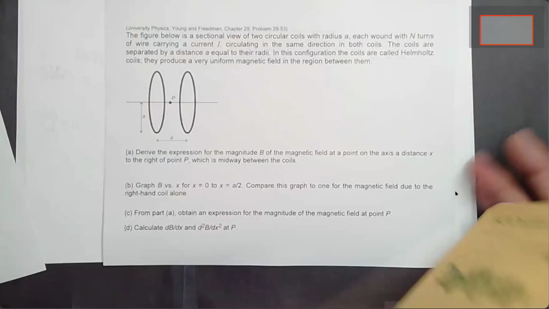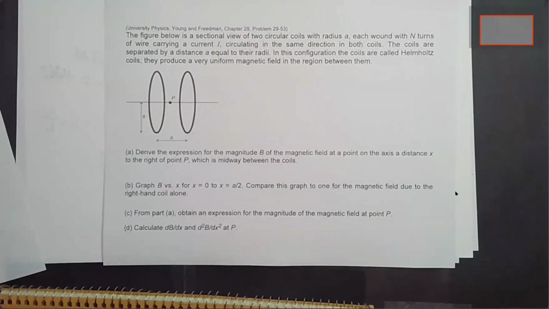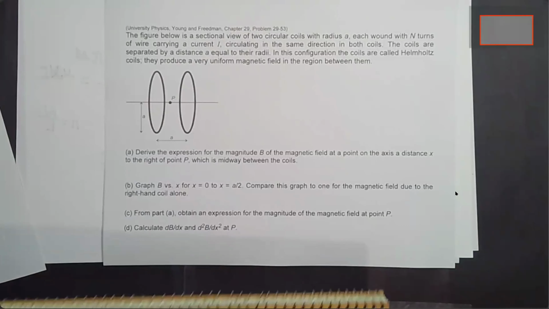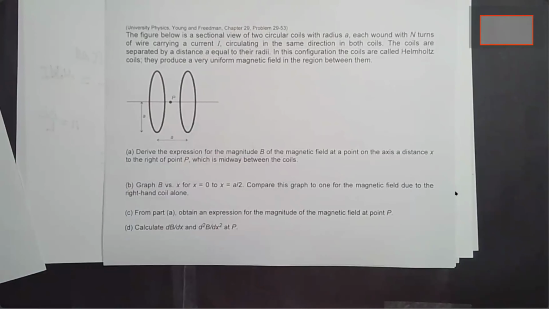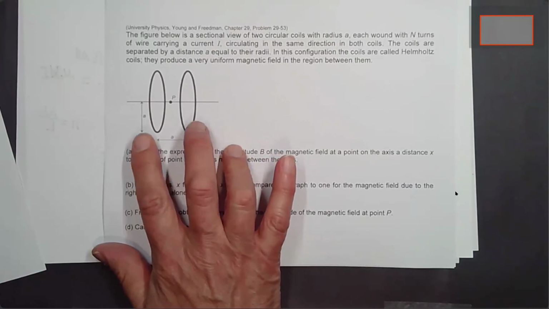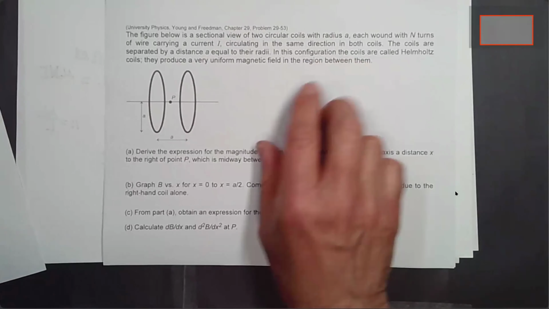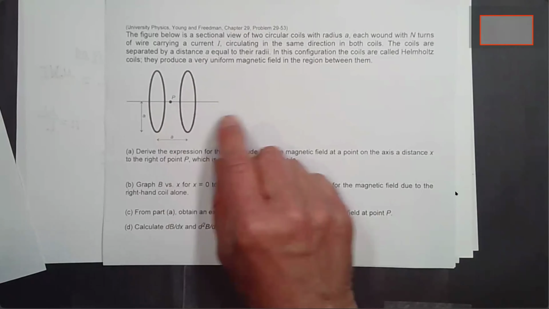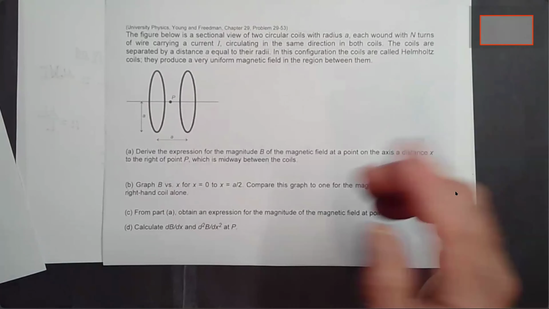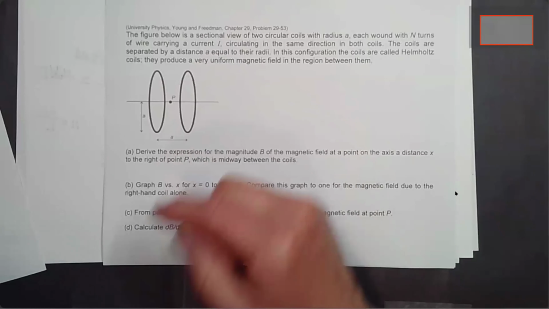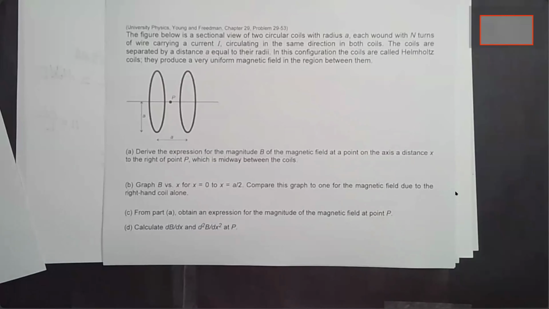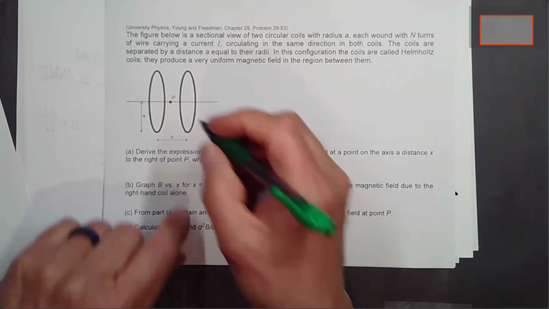All right. What I want to do today is a few somewhat more advanced problems that will possibly help. This figure is of two circular coils with radius A, each wound with N turns of wire carrying current I and circulating in the same direction in both coils. And that same direction is kind of important.